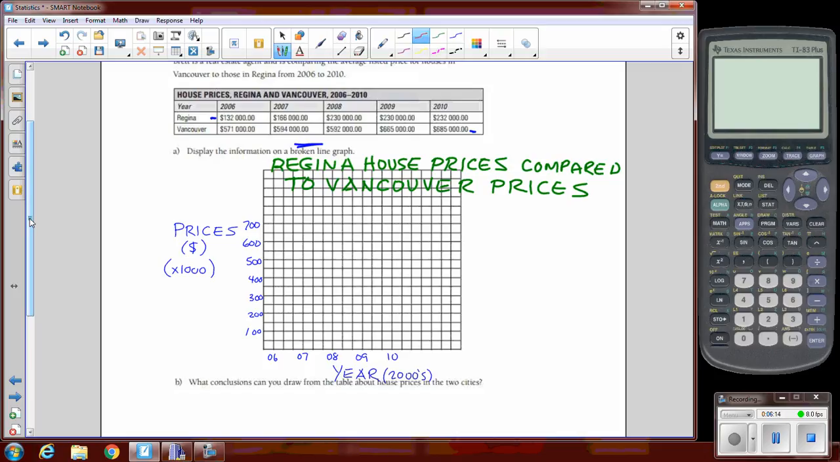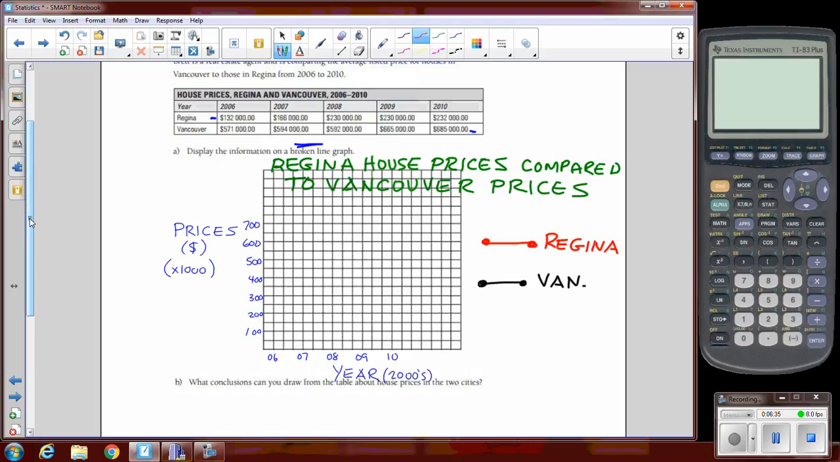So I'm going to say lines that are in red, this is going to be Regina. Then I'll just choose another color. Maybe I'll just use black. Lines that are in black, this will be Vancouver. So we have to go through and now plot the years and the prices.